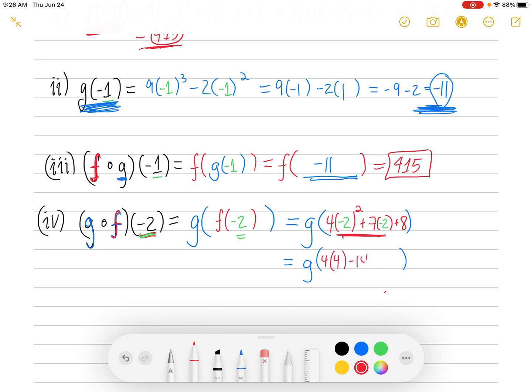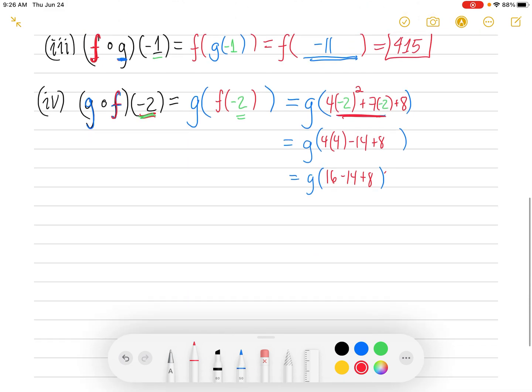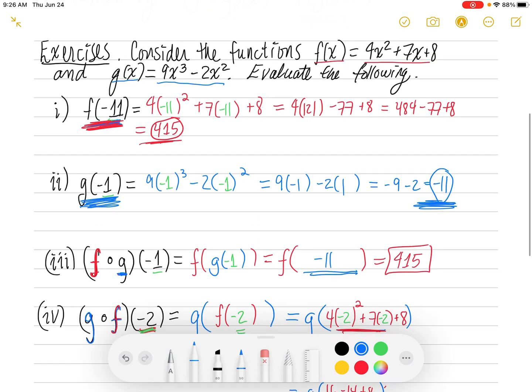So we have g of, let's figure out what this is. Do your exponent first. 4 times -2 squared is 4 times 4. And then we're going to have 7 times -2 is -14, plus 8. So we end up getting g of, let's see, 16 minus 14 plus 8. What's 16 minus 14 plus 8? It's 10. So I'm going to have g of 10.